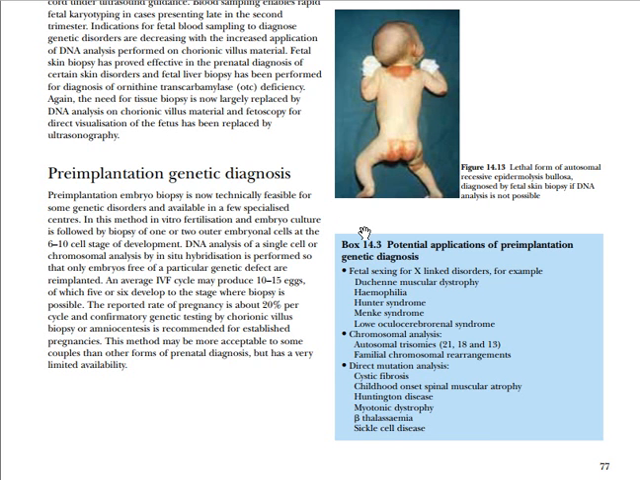So what are the potential applications of pre-implantation genetic diagnosis? Which diseases can you use this for? You can use it in fetal sexing for X-linked disorders like Duchenne muscular dystrophy, hemophilia, Hunter syndrome, Menkes syndrome. You can use it in chromosomal analysis like trisomies 21, 18, and 13, and familial chromosomal rearrangement. You have direct mutation analysis like cystic fibrosis, childhood spinal muscular atrophy, Huntington disease, and sickle cell disease with beta thalassemias.